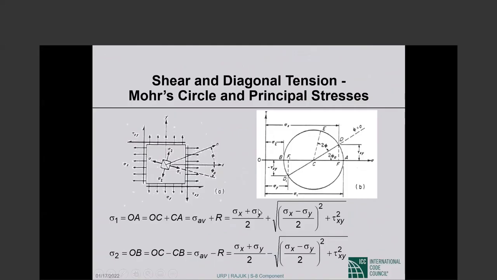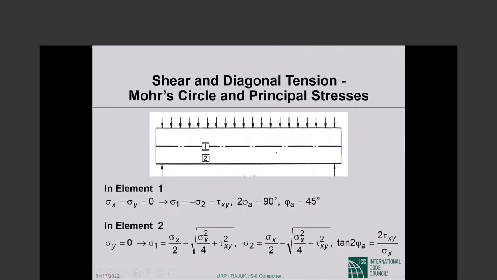if sigma x is 0, sigma y is 0, then sigma 1 is simply tau xy, and sigma 2 is also tau xy. The directions are different. This is plus tau xy, this is minus tau xy. And that's what we have written here. Sigma 1 is negative sigma 2 is equal to tau xy. And if you want the inclination of that shear stress, 2 phi A comes out to 90 degrees and phi A comes out to 45 degrees.